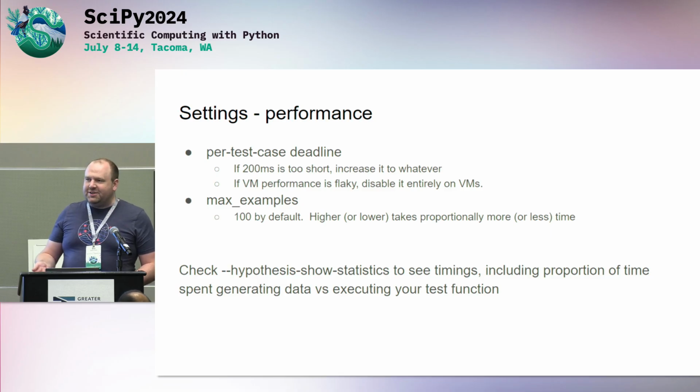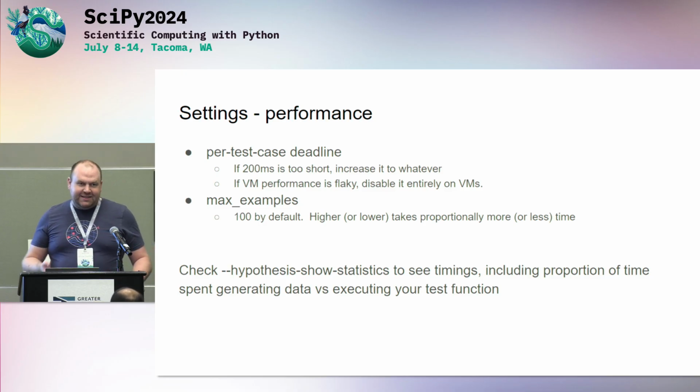If you're doing things with large arrays, you'll probably want to turn that up. In CI, sometimes performance on virtual machines can be kind of randomly variable. You might just want to set deadline equals none to disable this. That's totally fine. The whole point is just to warn you if it's unexpectedly slow. If it's expectedly slow, that's fine.